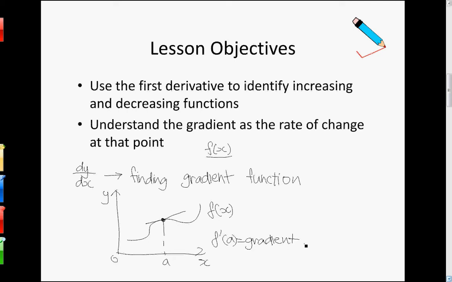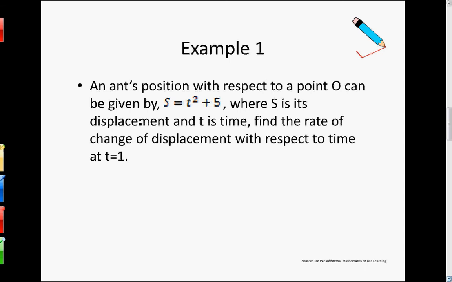Okay, so with this, we can actually use it to identify increasing and decreasing functions. So the rate of change is also understood as the gradient here. Okay, so this is what I mean by the second line. So let's try an example to make things clearer. For example, an object's position with respect to a point O can be given by s equals t squared plus 5, where s is its displacement and t is the time. So find the rate of change of displacement with respect to time.